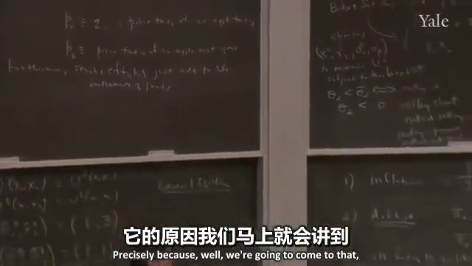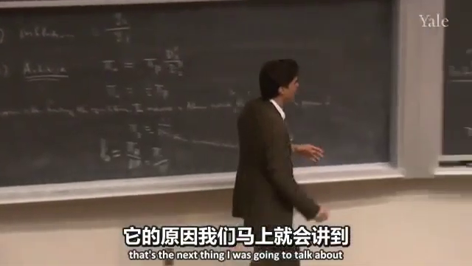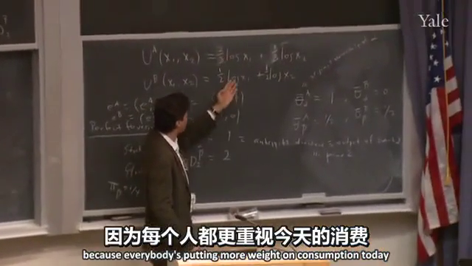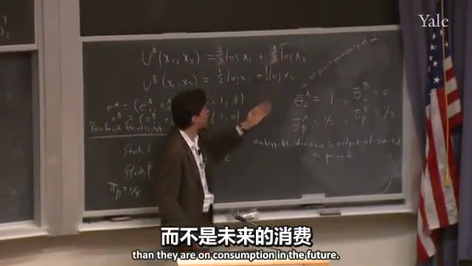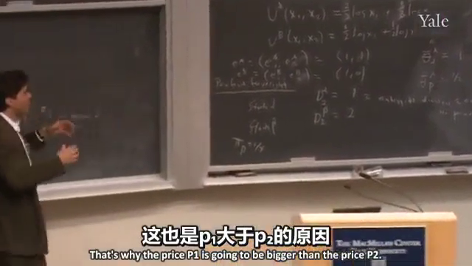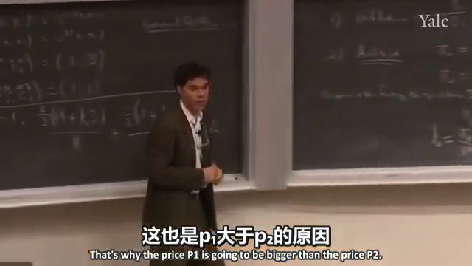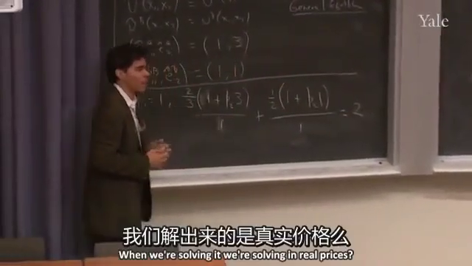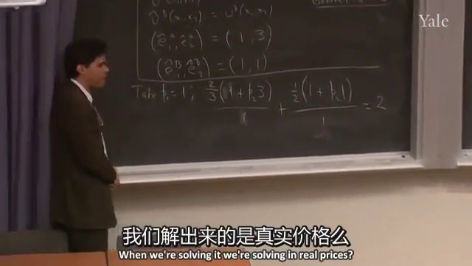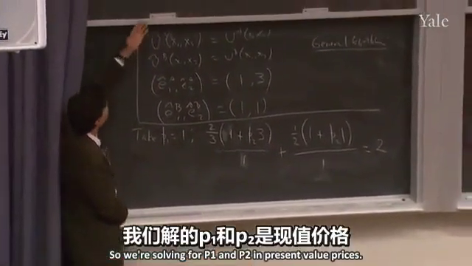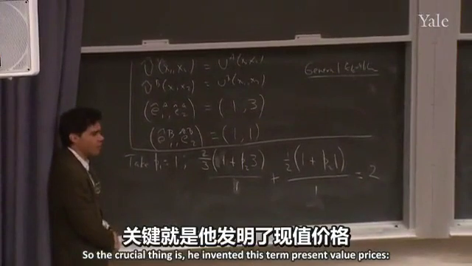Precisely because, well, we're going to come to that. That's the next thing I was going to talk about, because everybody's putting more weight on consumption today than they are on consumption in the future. That's why the price P1 is going to be bigger than the price P2. So when we're solving it, we're solving in real prices. So we're solving for P1 and P2 in present value prices.